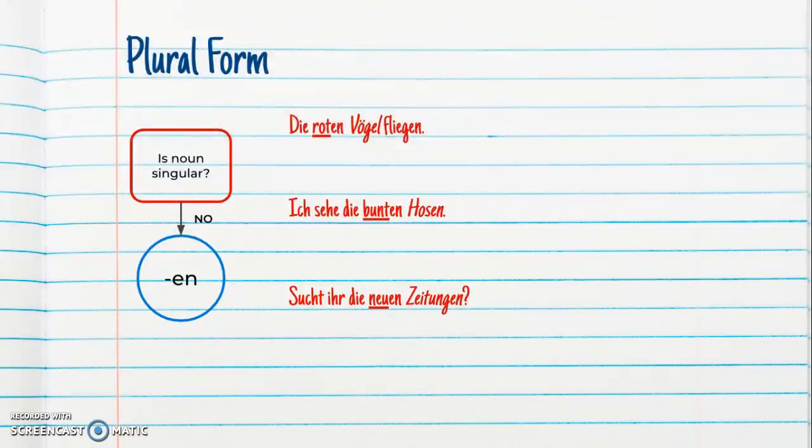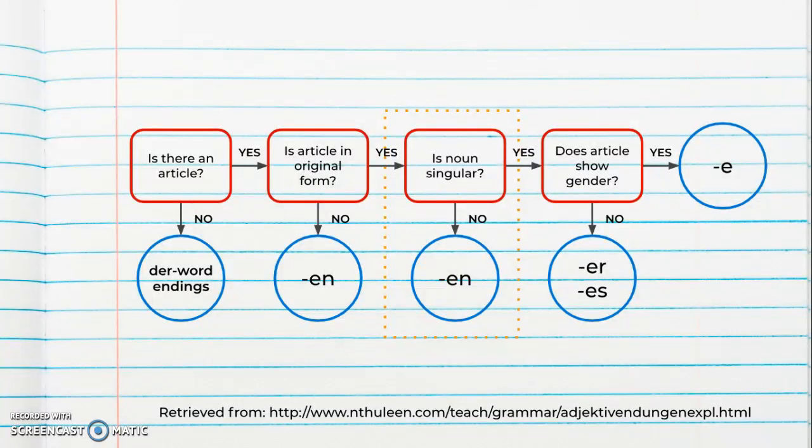Is the noun singular? This is what we're going to call the plural form because we're answering that question with a no. So if we look at the first sentence, the noun is Vögel, and Vögel is plural. And if a noun is plural, all we have to do is add en. Now, you have to consider, going back here, we've already answered the question, is there an article, with yes. So there is an article. Is there an article in the original form? And we're again answering yes.